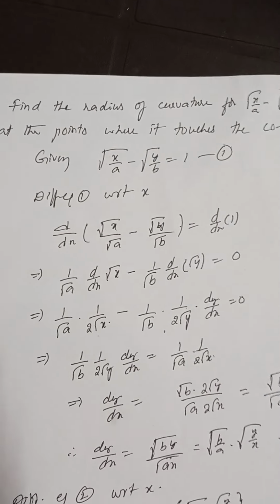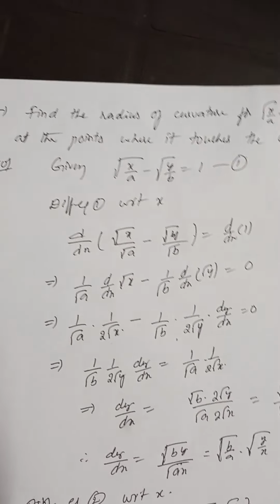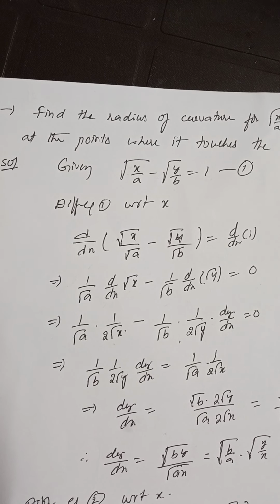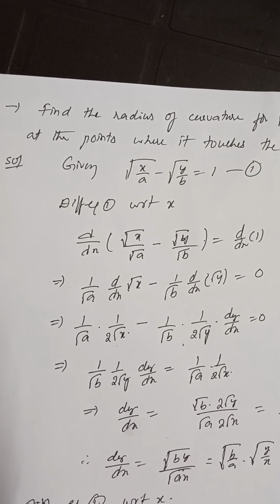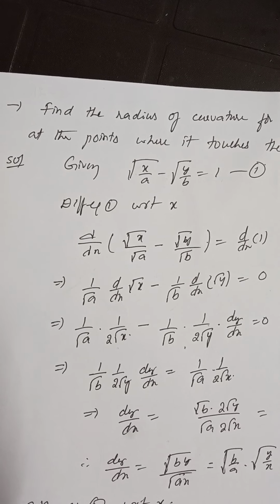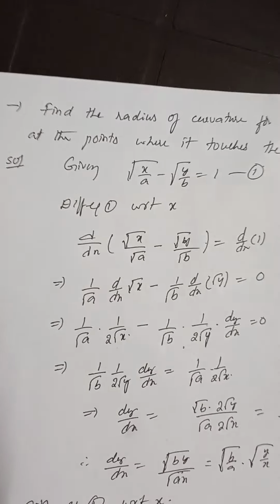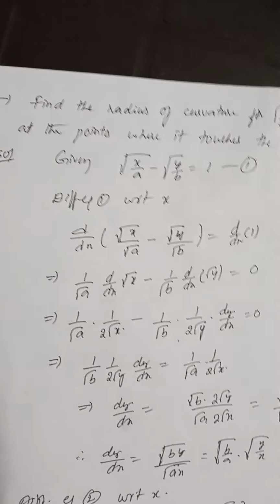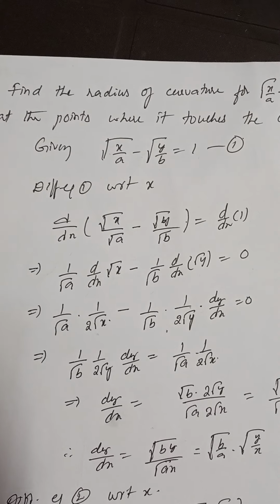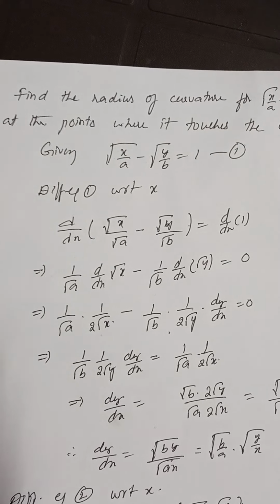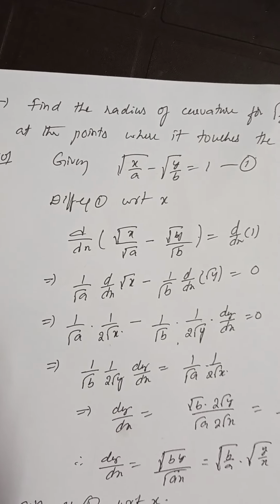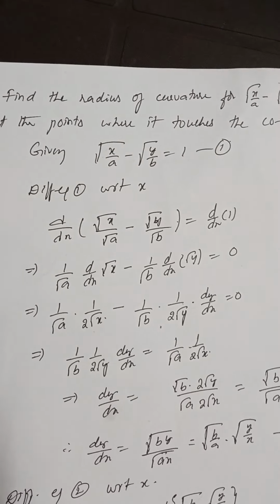Now, what is the radius of curvature formula? We know that radius of curvature rho is equal to 1 plus dy by dx whole square whole to the power of 3 by 2 by d square y by dx square, right? That means we have to find dy by dx and also d square y by dx square, right? Now, first of all, you have to differentiate equation 1 with respect to x to get dy by dx, right?